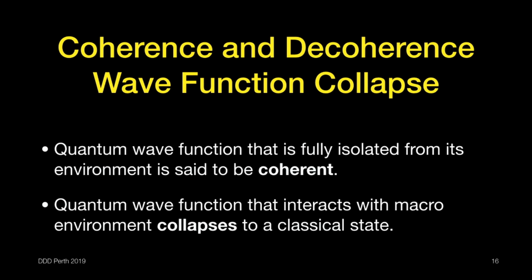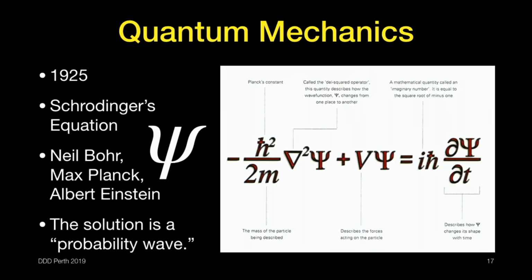So when it's fully isolated, the electron behaves like a wave. It's said to be in a coherent quantum wave state. When it actually interacts with the macro environment, then it collapses and becomes a classical state. So this is the details of quantum mechanics. You don't need to worry about these equations. This is Schrodinger's equation. These are the guys who invented quantum mechanics nearly 100 years ago now.